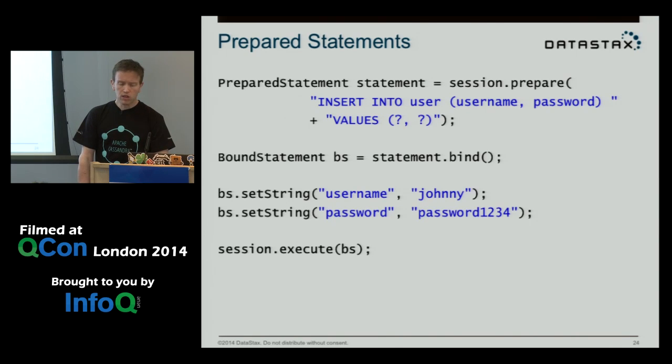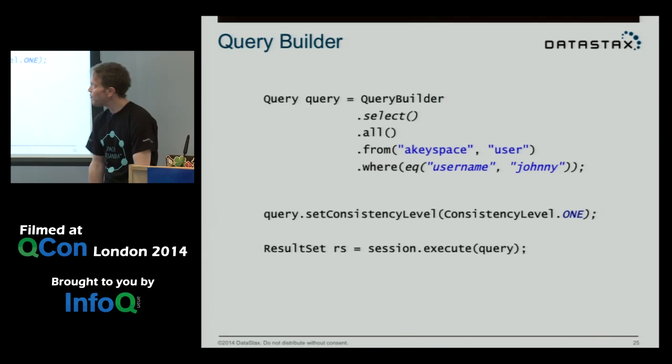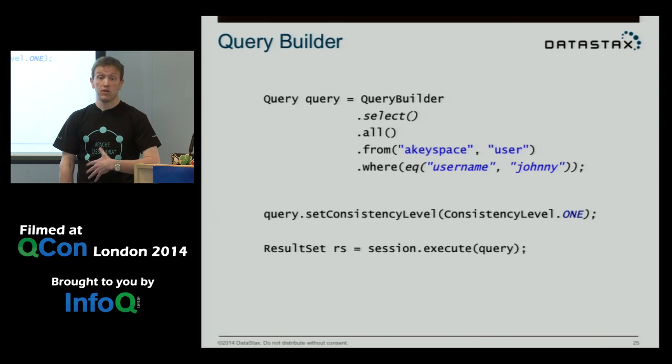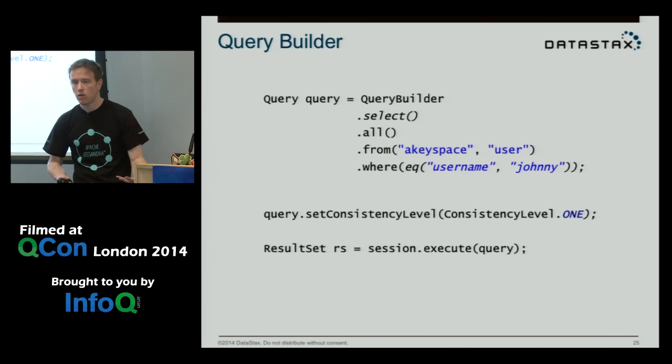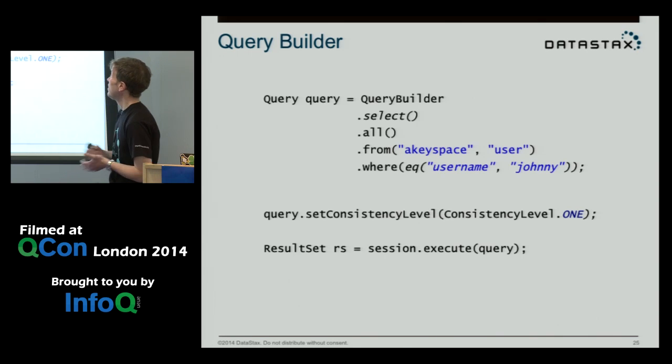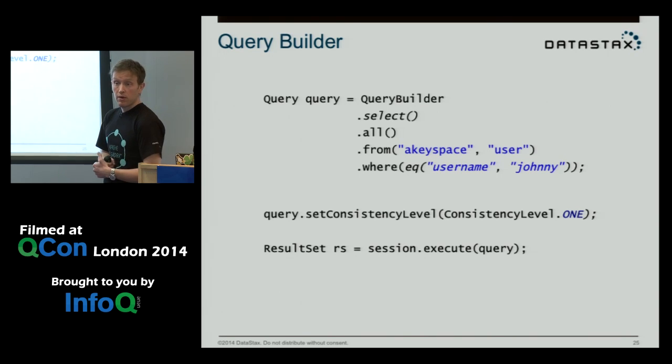And then the other thing we have introduced is a query builder. If you don't want to write CQL, or maybe you're dynamically building up queries in some way, you can use the query builder to programmatically build yourself up. In this example, it's exactly like the other one: I'm selecting all from a keyspace table user where the username equals Johnny. If this is how you want to develop, and you're comfortable with that, this is a really nice way of doing it.